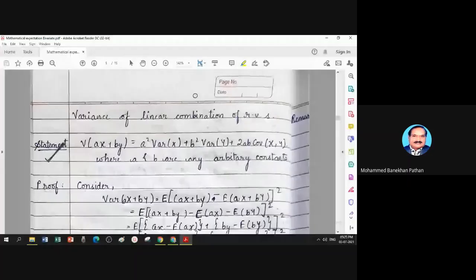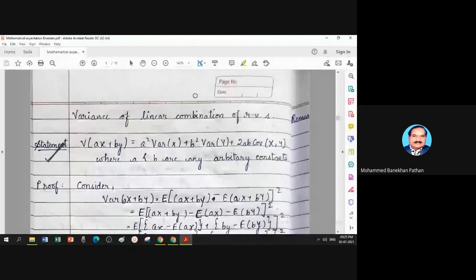After that, we have seen a simple example whose definition verifies this theorem. Expectation of x plus y equals ex plus ey.